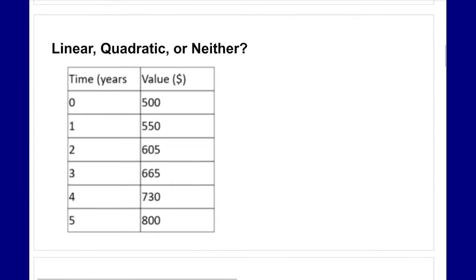If we look at the next one, well, we already know how to check for linear models, so let's see. We have 50, 55, 60, 65, 70. So by looking at our first differences, we can clearly see that it's not linear. Right? So we can cross off linear.